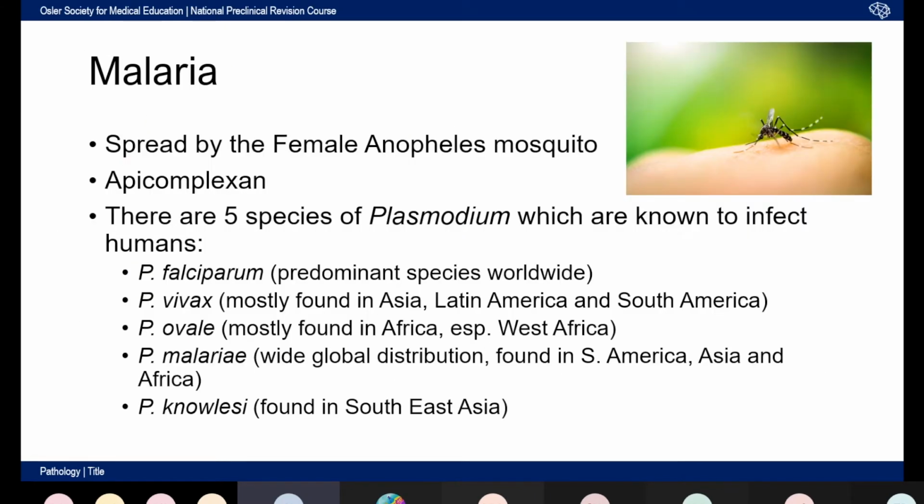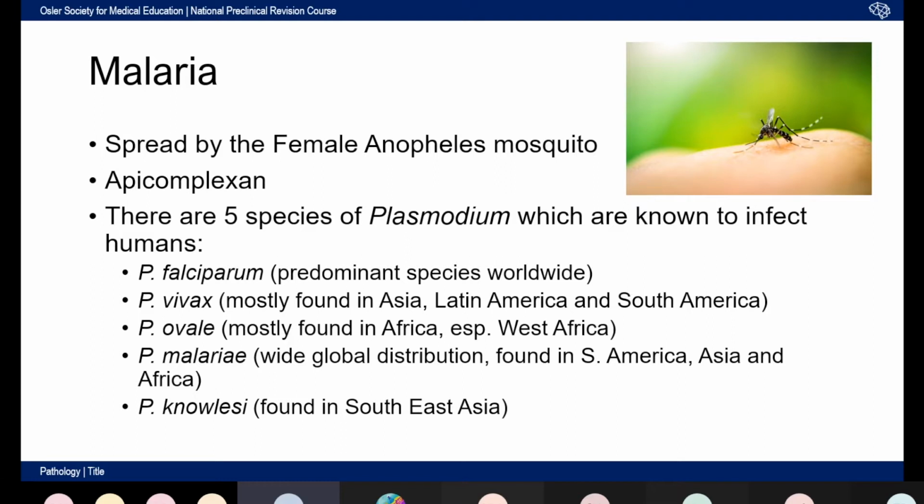Sorry. There we go. So first I'm going to talk about malaria, which is the only parasite that's on the left-hand side of your syllabus. Malaria is spread by the female Anopheles mosquito, and it is an apicomplexan parasite. So it has an apicoplast, which is an organelle that's vital for the parasite's survival. The apicoplast hosts important metabolic pathways, such as fatty acid synthesis.